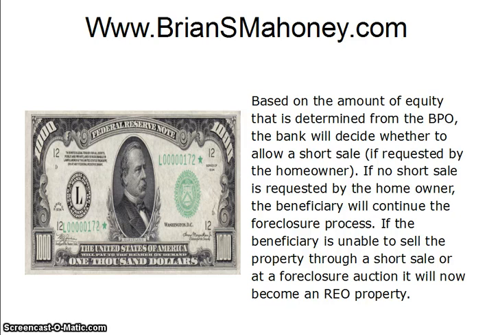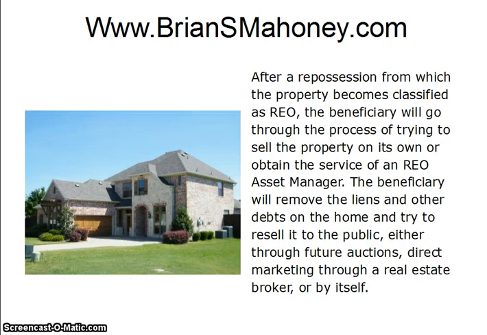If no short sale is requested by the homeowner, the beneficiary will continue the foreclosure process. If the beneficiary is unable to sell the property through a short sale or at a foreclosure auction, it will now become an REO property. After a repossession from which the property becomes classified as REO, the beneficiary will go through the process of trying to sell the property on its own or obtain the service of an REO asset manager.